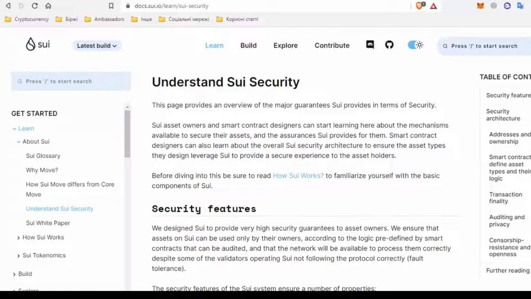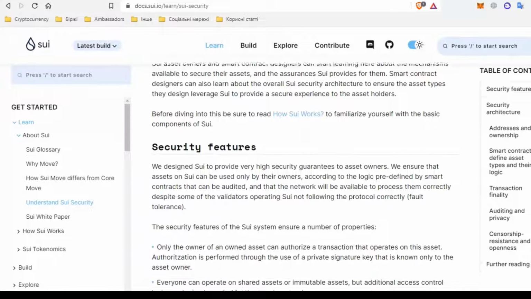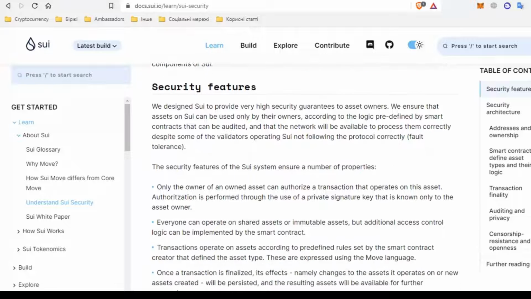highest level. Assets on SUI can only be used by owners defined by smart contracts. These assets can be checked and determine if the network is available for proper processing. SUI security is characterized by the following properties.